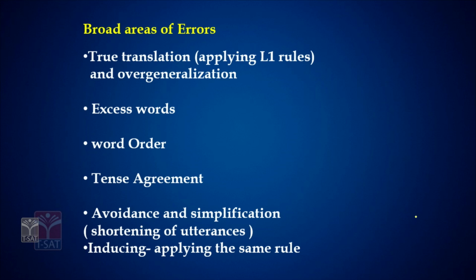Avoidance, instead of making a complete sentence, they use a clipped or a short sentence. It is not acceptable in English. And simplification. And inducing means applying the same rule. For example, adding s at the end gives the plural form. It is correct in case of pen, pens, book, books, but incorrect in house and houses. And in case of sheep, you cannot say sheeps. So, this is an example for inducing errors.